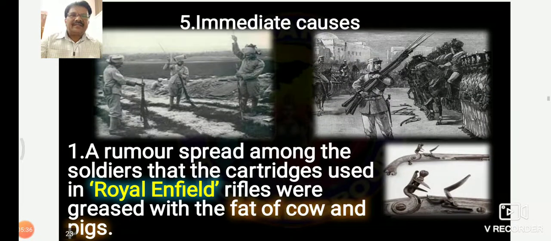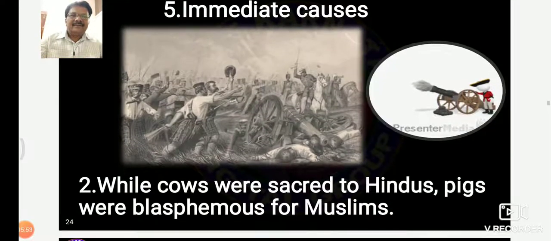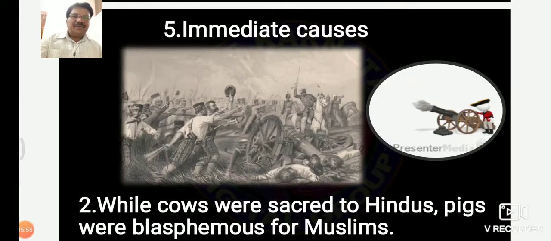And the immediate cause. What was the immediate cause? A rumor spread among the soldiers that the cartridges used in Royal Enfield rifles were greased or smeared with the fat of cows and pigs. This is the immediate cause. While cows were sacred to the Hindus, pigs were blasphemous or against the religion of Muslims or Islam.